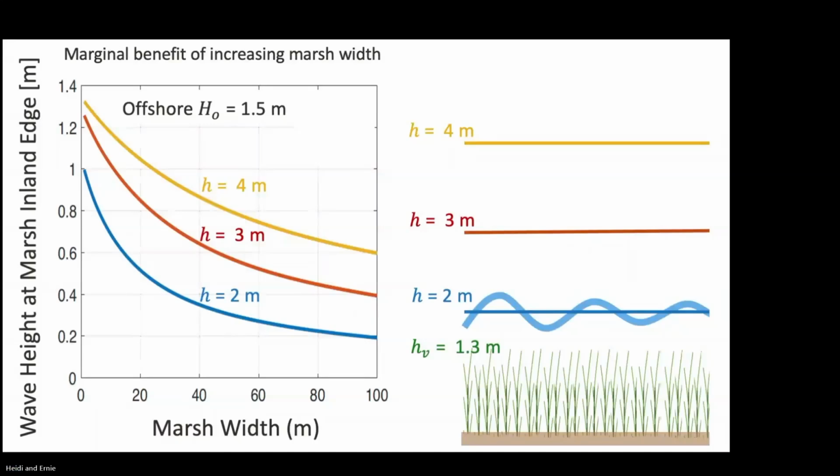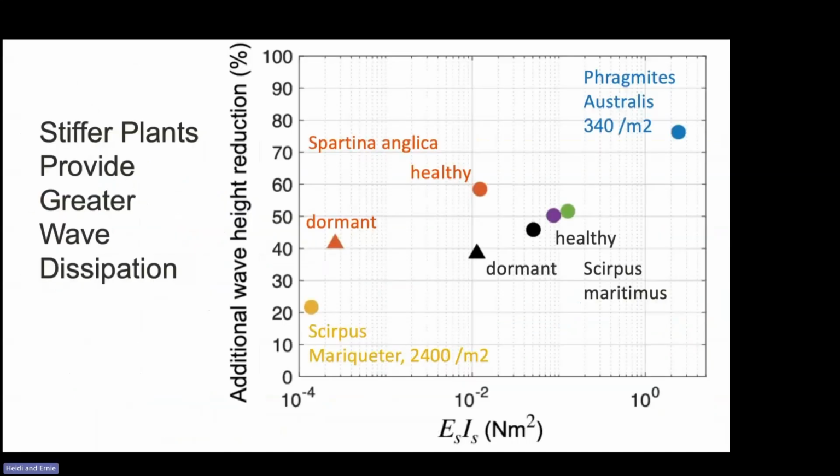Finally, the morphologically sensitive drag model provides a way to compare the wave dissipation potential for different plant species, which might be useful when contrasting different sites. This graph depicts the additional wave attenuation by 40 meters of marsh relative to the same distance with no marsh vegetation. Stiffer plants provide greater wave dissipation.